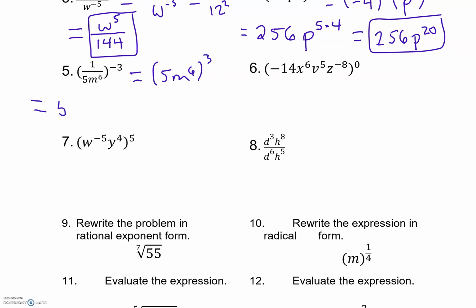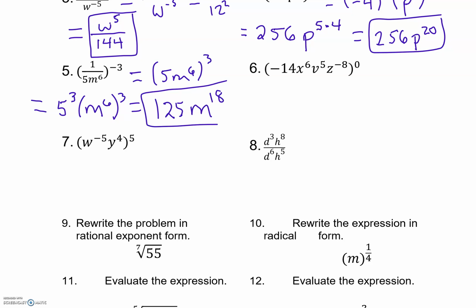And then we can use our power to distribute it to each factor. We have 5 to the 3rd, which is 125. 5 times 5 is 25, times another 5 is 125, or use a calculator. And then the exponents multiply. So we've got 6 times 3, which is 18.